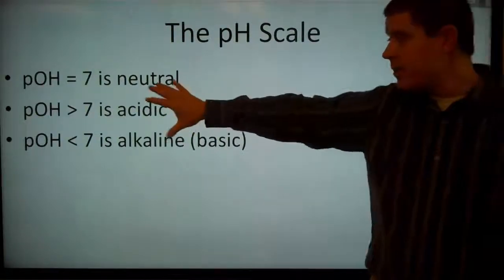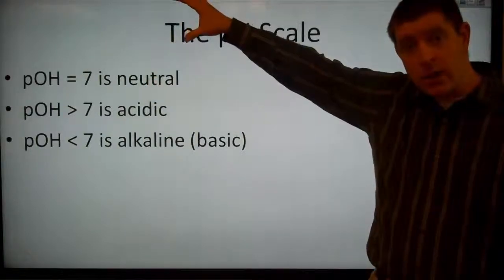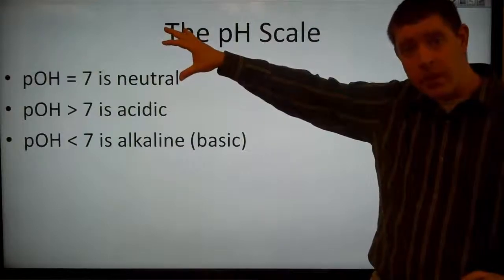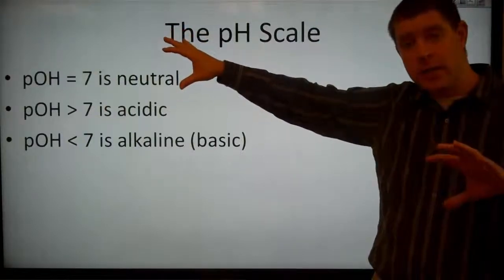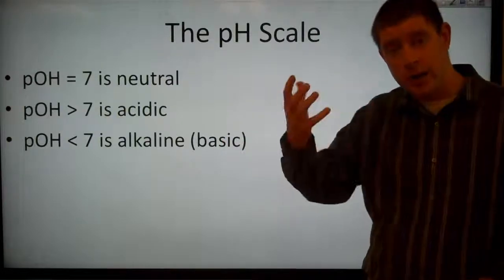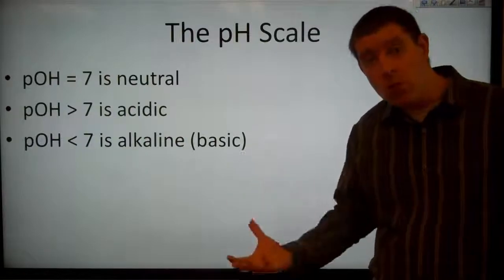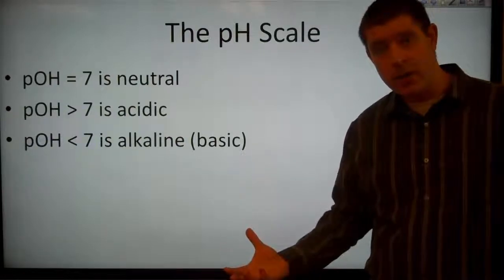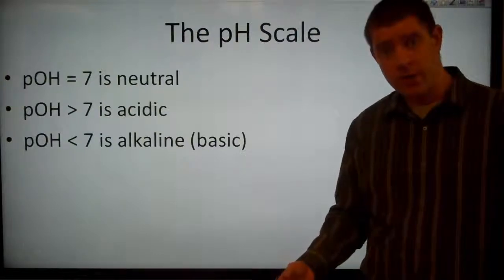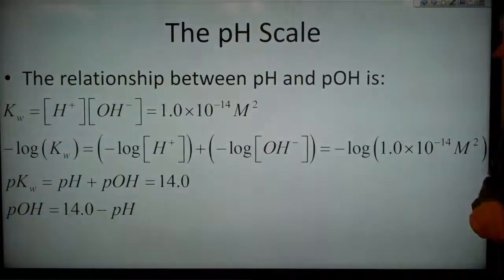So as the P quantity is getting higher, that means the concentration of our quantity is getting lower. As the P quantity is getting lower, that means that concentration of our quantity is getting higher. So as pH gets lower, we're getting more hydrogen ions around. As pOH gets lower, we're getting more hydroxide ions around, and thus fewer hydrogen ions around.